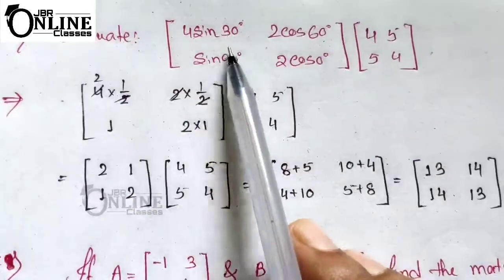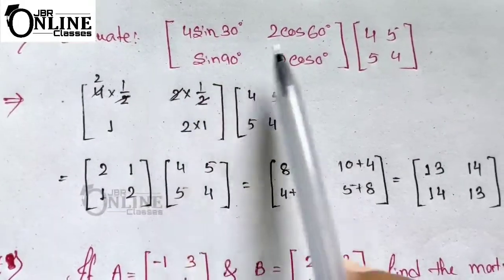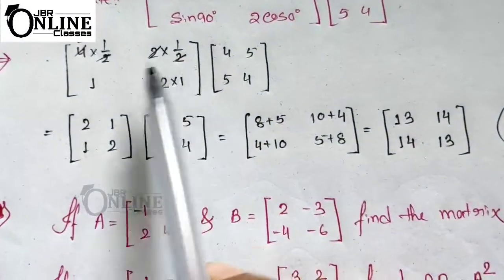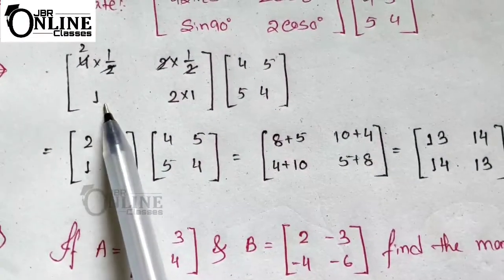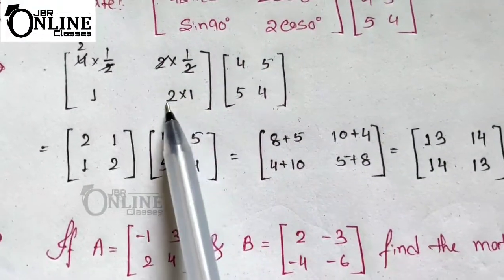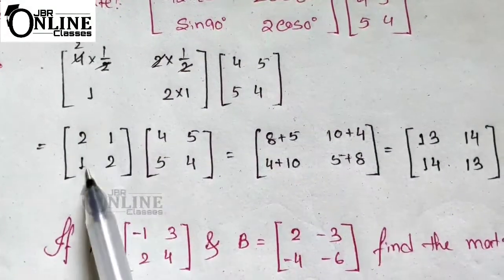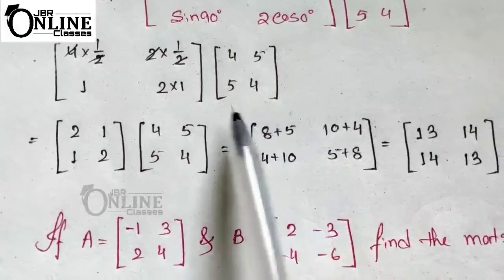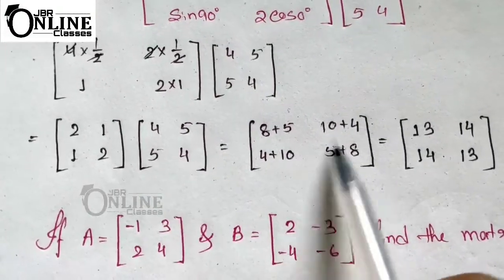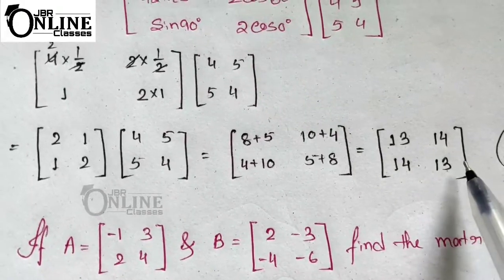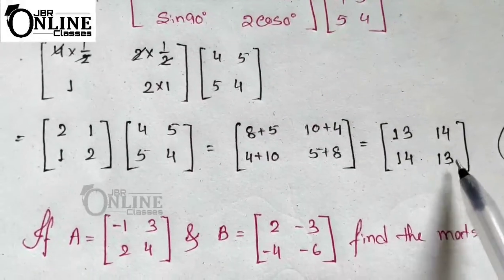The value of sin 30 equals half, so 4 into half. The value of cos 60 is also half, so 2 into half. Then sin 90 equals 1, and 2 into cos 0, cos 0 is also 1. So here 2, here 1, so 1 and 2 into 1 is 2. Now multiply with [[4, 5], [5, 4]]. Then you will get [[13, 14], [14, 13]]. So your final answer is [[13, 14], [14, 13]].